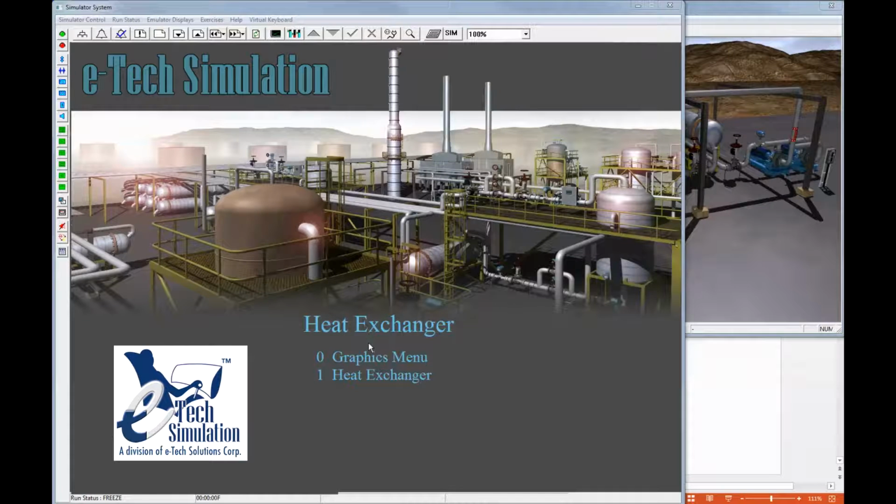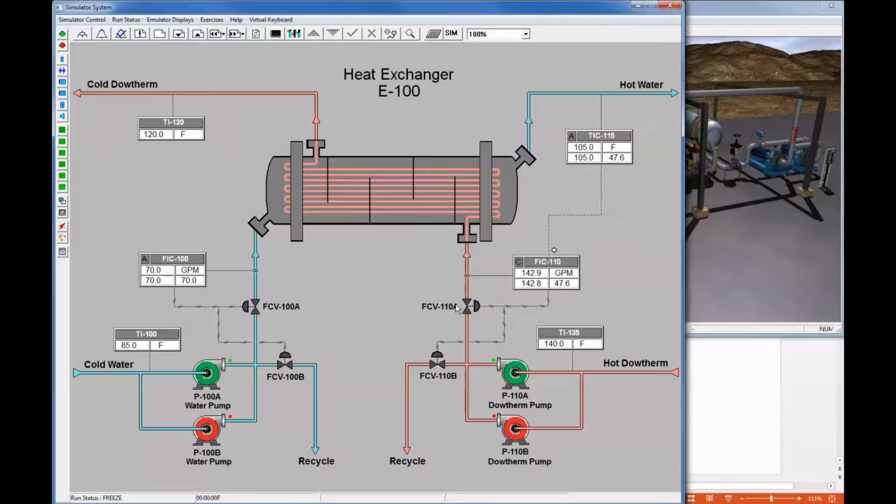This simulator includes both a DCS view, which represents what an operator would see in a control room, as well as a virtual reality outside operator view, which serves as a visual model and provides a sense of reality for trainees. These two windows communicate with one another such that a change in one window is correctly reflected on the other.